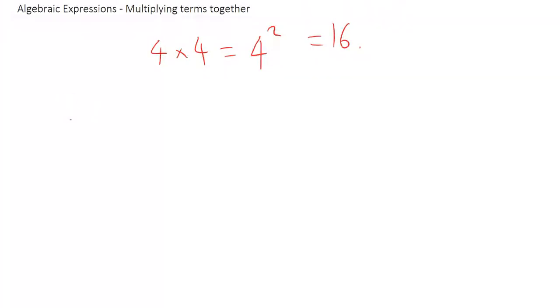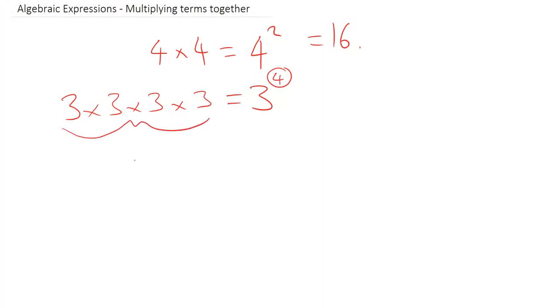And if I did 3 times 3 times 3 times 3, well, I know it's 81, but I'm thinking more that we could actually write it as 3 to the power of 4. And this 4, well, that is how many times we are multiplying 3 by itself. So let's now think about some algebra and some letters and see if we can apply those same rules.